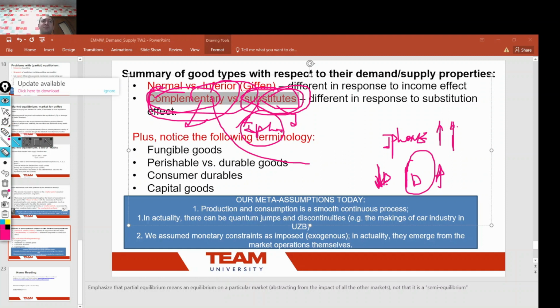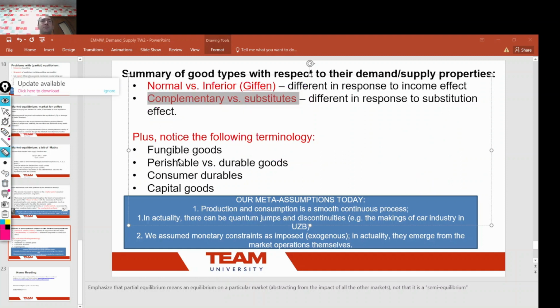In teaching week 1, we also introduced the distinction between capital goods and just perishable goods, right? Capital goods are your cars, vehicles, productive plant, equipment.